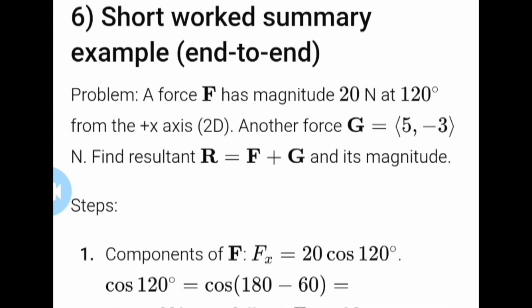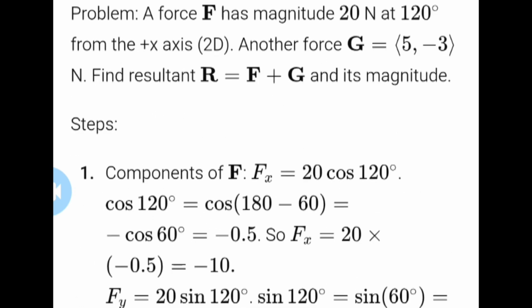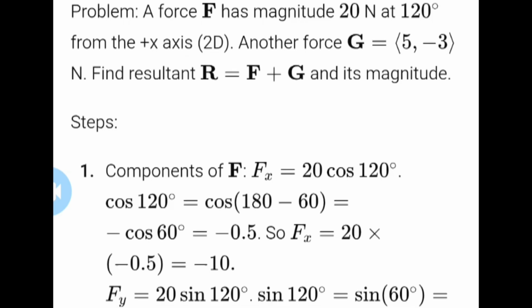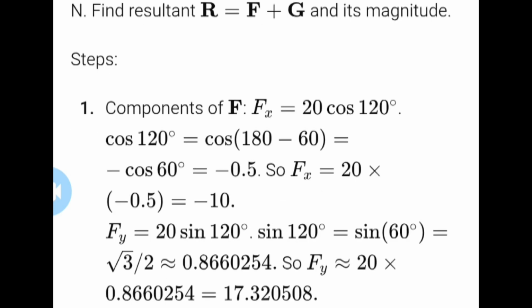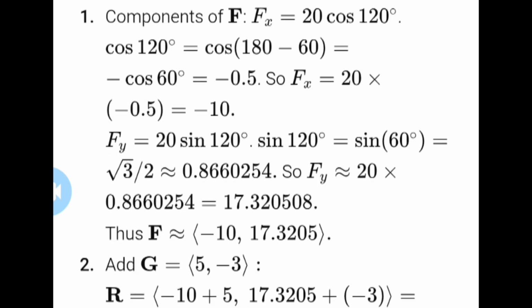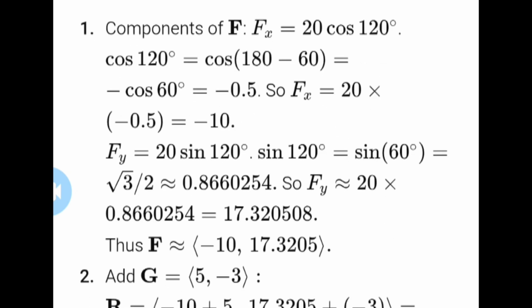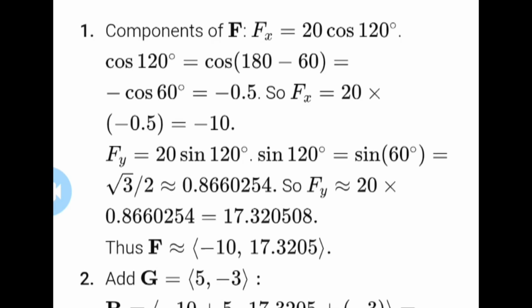Short worked summary, example end-to-end. Problem: a force F has magnitude 20 Newton at 120 degrees from the positive x-axis in 2D. Another force G equals 5 comma minus 3 N. Find the resultant R equals F plus G and its magnitude. Steps: components of F. Fx equals 20 cos 120. See, again it has multiplied by cos 120 another time, and that is useless. Cos 120 equals cos of 180 minus 60, equals minus cos 60, equals minus 0.5. So Fx equals 20 into minus 0.5, which equals minus 10.